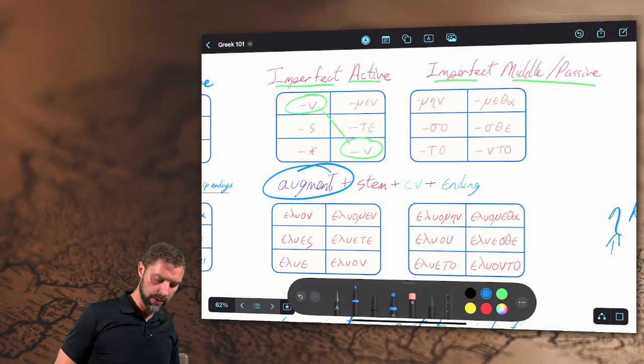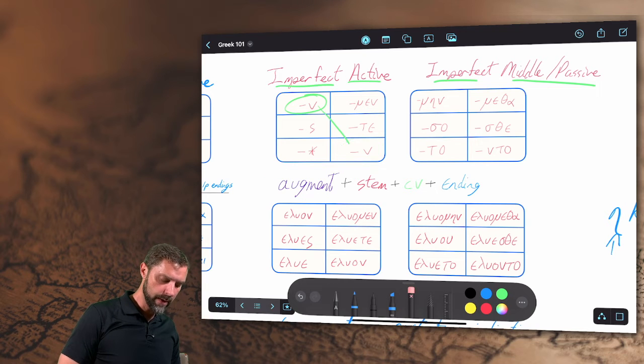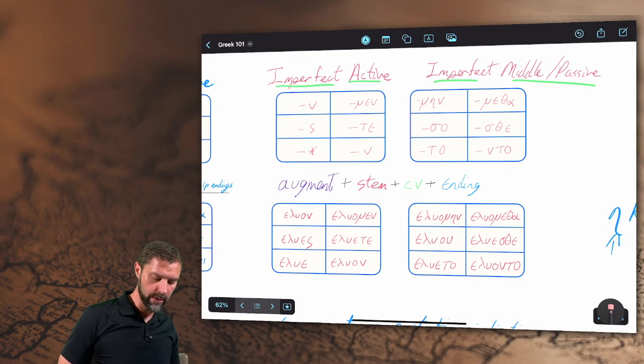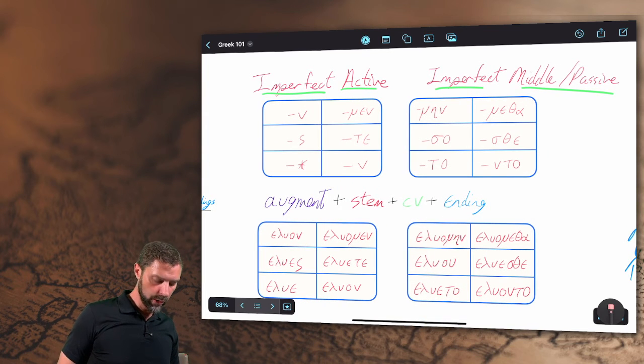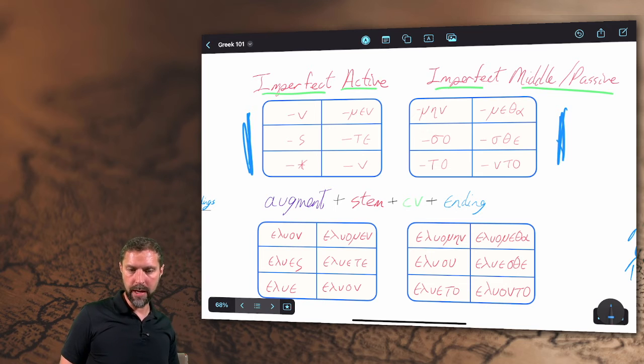I think your key for this lesson, what I would like you to put your time and attention into, is getting this chart solid. By the end of this lesson you really want to know the imperfect endings, both active and middle passive, and how to implement them, how to put them into their verb forms down here. And I do think, with the way memory works, you should learn this chart by brute force. Just walk around saying these charts: nu, sigma, blank, men, men, nu, mai, sai, tai, metha, sthe, ntai.